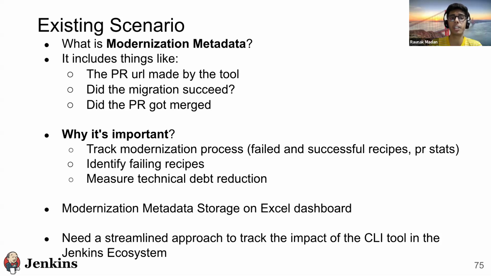And why do we need to track the modernization metadata? We need to track it because we need to know what recipes are failing and what are successful, and what PRs made by the CLI tool are merged and open. It also helps to identify what recipes are failing on what plugins so that we can debug that recipe and improve upon it. It also helps to measure technical debt reduction. Currently we are storing the metadata on an Excel dashboard, but we need a more streamlined approach to track the impact of the CLI tool. Next slide, please.